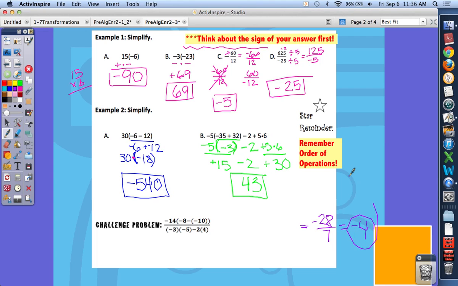Hopefully you got that. If you did, way to go, because this looks pretty intense. If you didn't get it, see where you went wrong, somewhere between the beginning and this step here. Try it again. All right, you guys are ready to move on to the next activity.